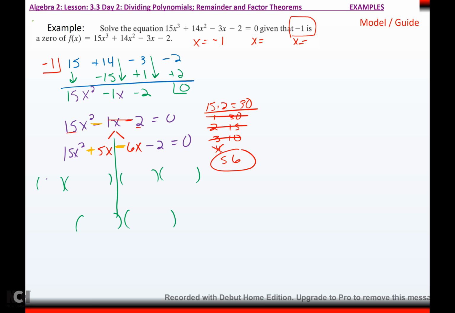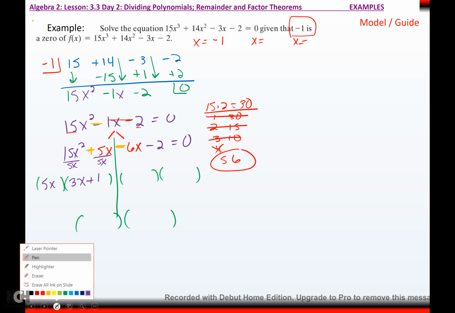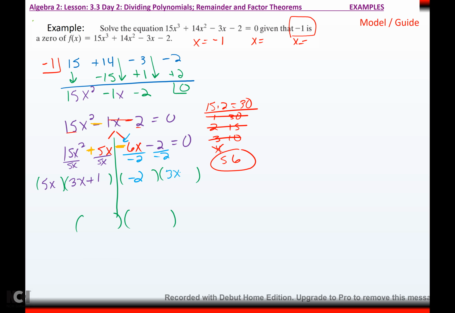Alright, I can pull a 5 and an x out of this side. So if I divide by 5x, I get 3x plus 1. On the other side, I can divide by 2, and I'm going to pick the negative because that's the first sign after the wall. So my GCF on this side is a negative 2. What I get when I divide by it is positive 3x plus 1. GCF again, my matching binomial is 3x plus 1. If I divide by 3x plus 1, what's left is 5x minus 2.